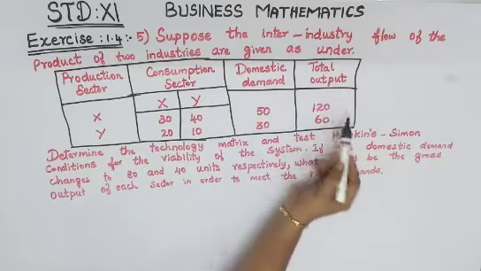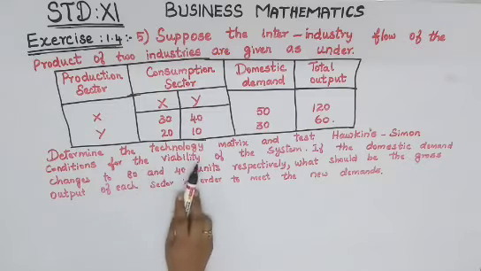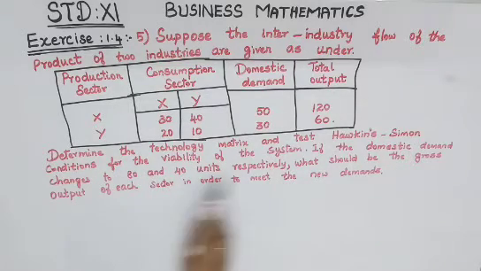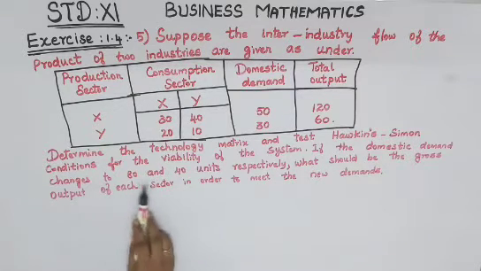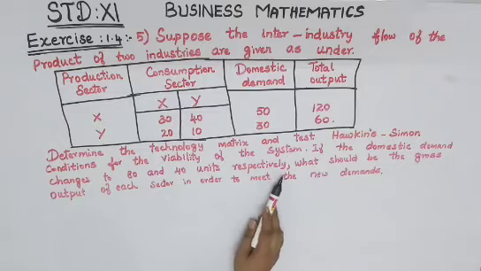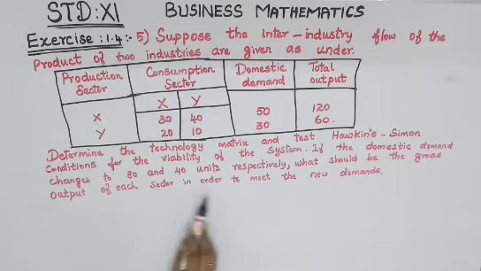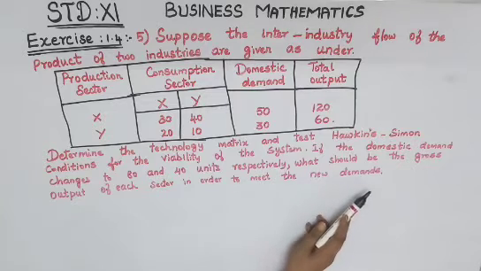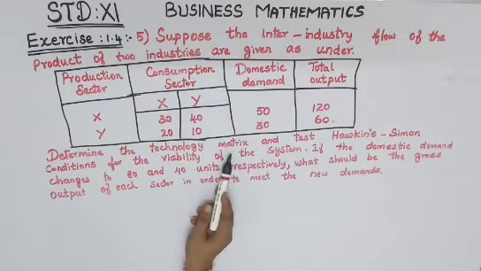Your total output X1 and X2 is given 120 and 60. Determine the technology matrix and test Hawkins-Simon condition for the viability of the system. If the domestic demand changes to 80 and 40 units respectively, what should be the gross output of each sector in order to meet the new demand? So straight away technology matrix is not given here. So we'll have to find the technology matrix.